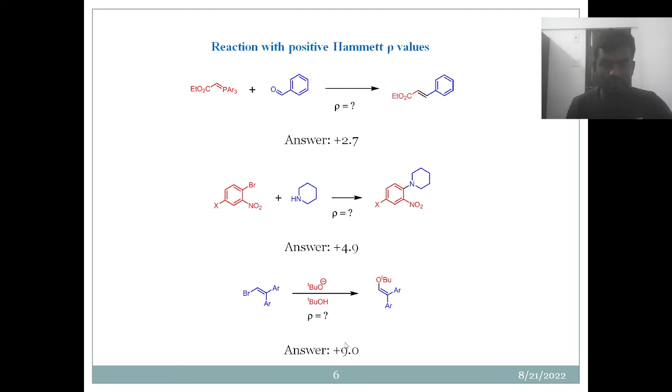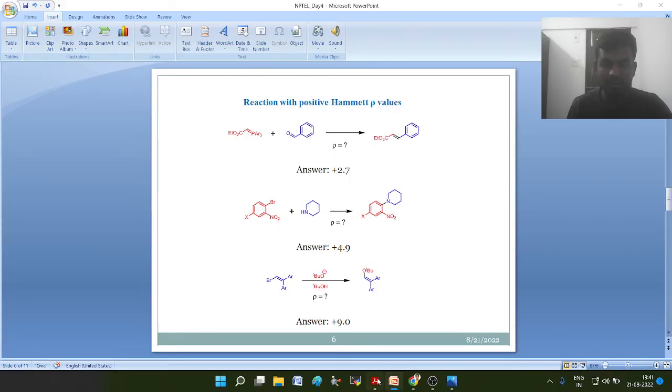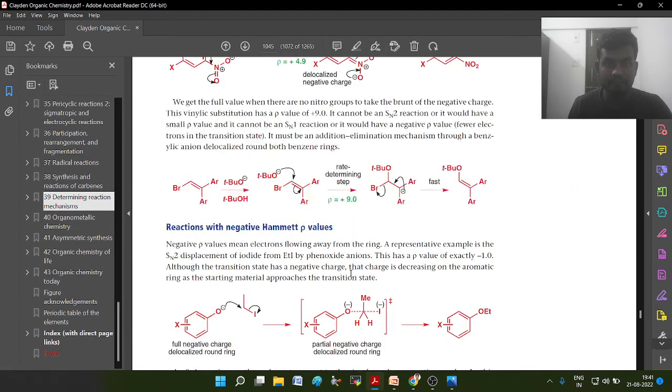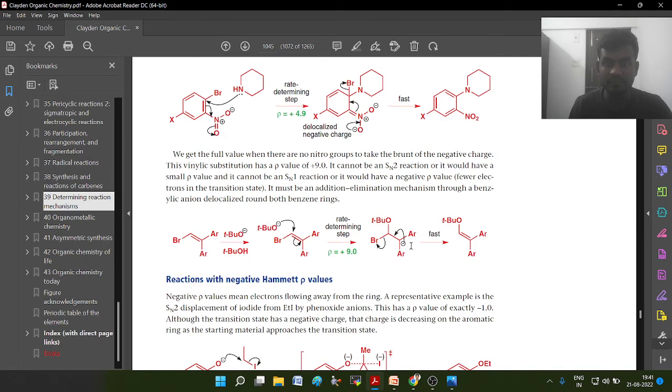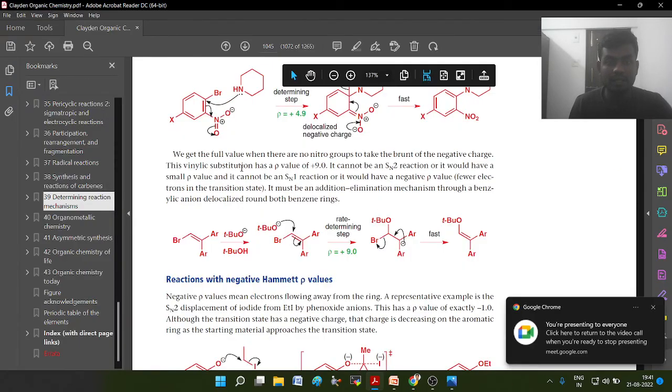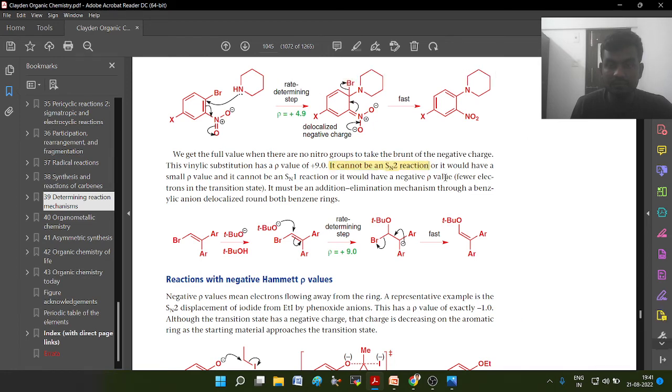Now I will show you the more elaborate answer in the book, how it has been explained. Just a second. Please read it with me. So here I will talk about this. It cannot be an SN2 reaction. So I gave an SN1. It would have a small rho value. My option was not that. I mean E, not E.